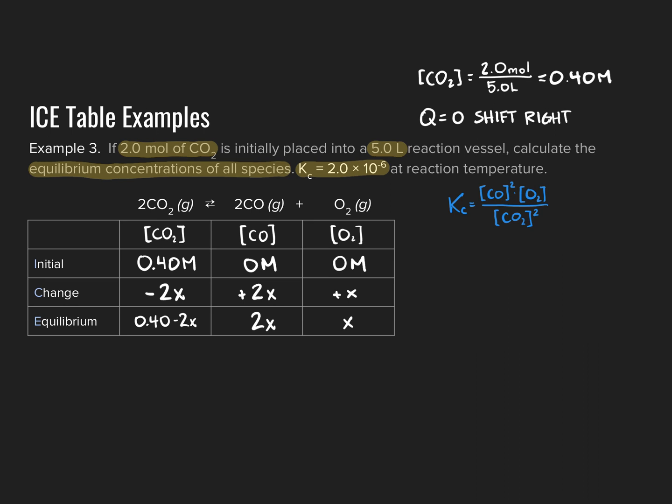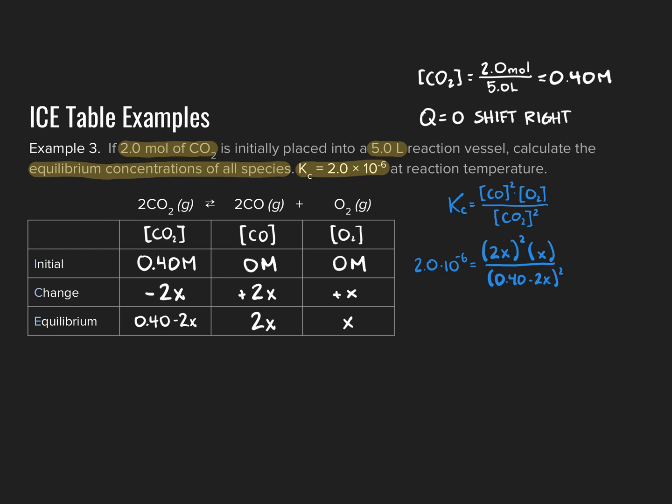So I'm now going to substitute into those concentrations the values from my ICE table, as defined in terms of x for the equilibrium concentrations, which now yields an expression where the Kc value of 2.0 times 10 to the negative sixth is equal to carbon monoxide's equilibrium concentration, which would be 2x, which gets squared, times the concentration of oxygen at equilibrium, which is simply from my ICE table x, all divided by my reactant's concentration of the carbon dioxide, 0.40 minus 2x, which in its entirety is going to be squared in my denominator.